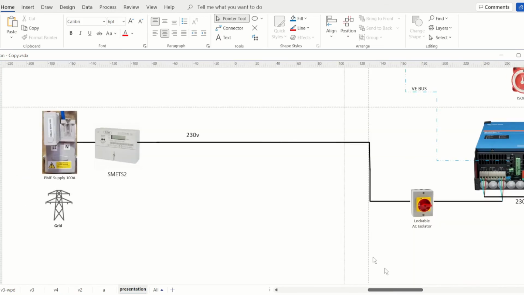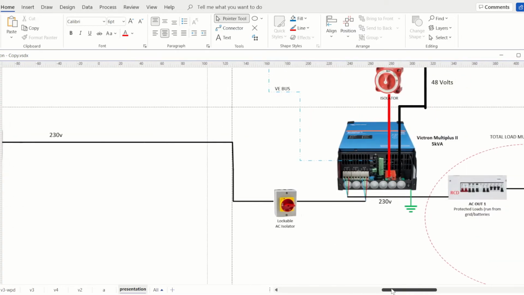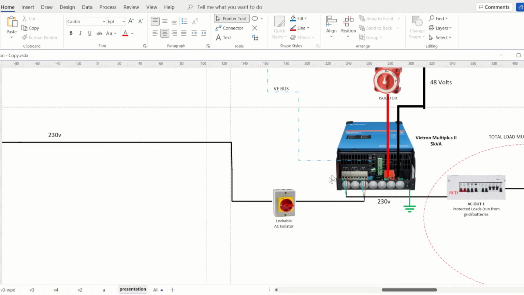I've got my grid meter here, so I've got my main incoming supply here. And there are no other loads at all. So the very first thing after the main meter is the Victron. There can't be any other loads, can't be any inverters, no battery chargers, nothing. It has to be the first thing that's on the line from the grid.